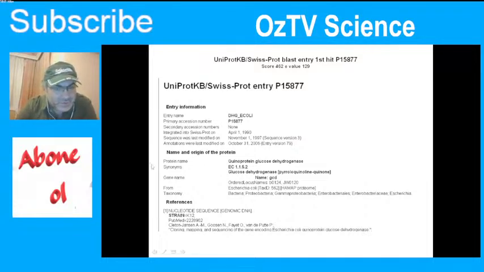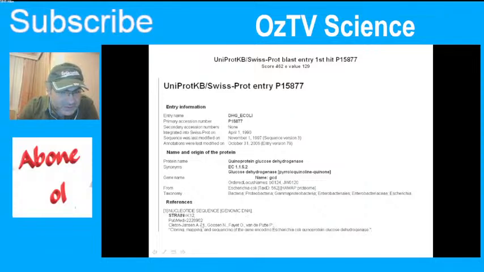So, name and origin of the protein. Protein name, quinoprotein glucose dehydrogenase. So they have an extensive search engine and an extensive database. It helps with the definition and the diagnosis. Synonyms, glucose dehydrogenase, again PQQ, same. So name GCD. Taxonomy: bacteria, proteobacteria, gamma proteobacteria, Enterobacteriales, Enterobacteriaceae, Escherichia. Maybe it belongs to E. coli. So it's a better research.